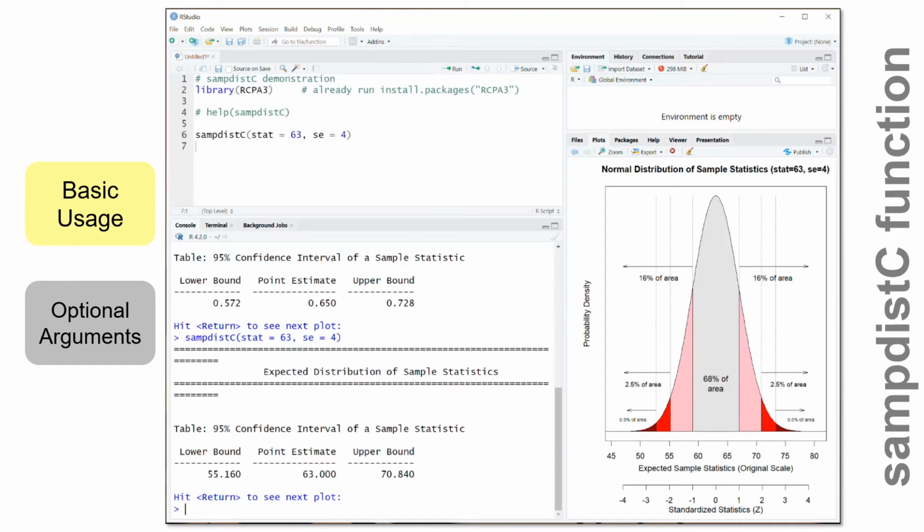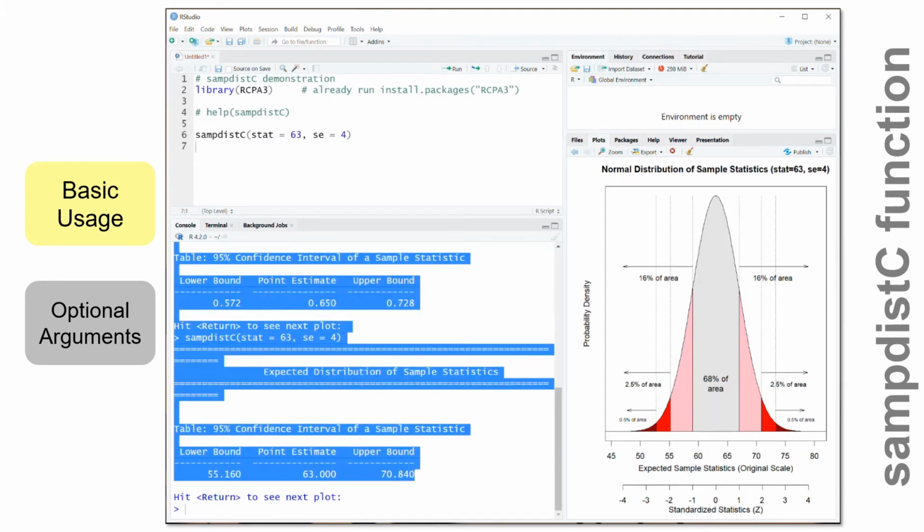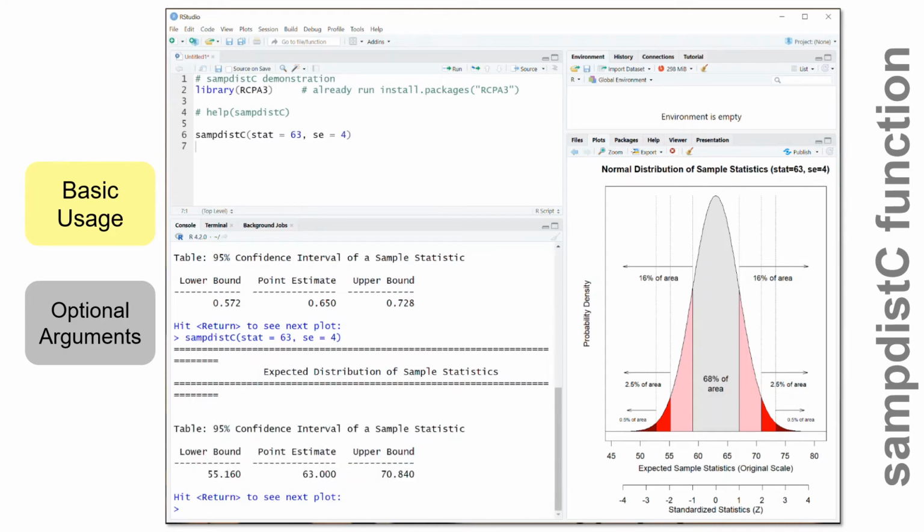Another way to look at it, the function also reports the confidence interval of the sample statistic, and it reports the point estimate 63, which would correspond to the statistic, and then the lower bound and the upper bound. And this is for the 95% confidence interval, and it tells us the lower bound is 55.160 and the upper bound is 70.84. So 95% of the area should be between 55 and 70.